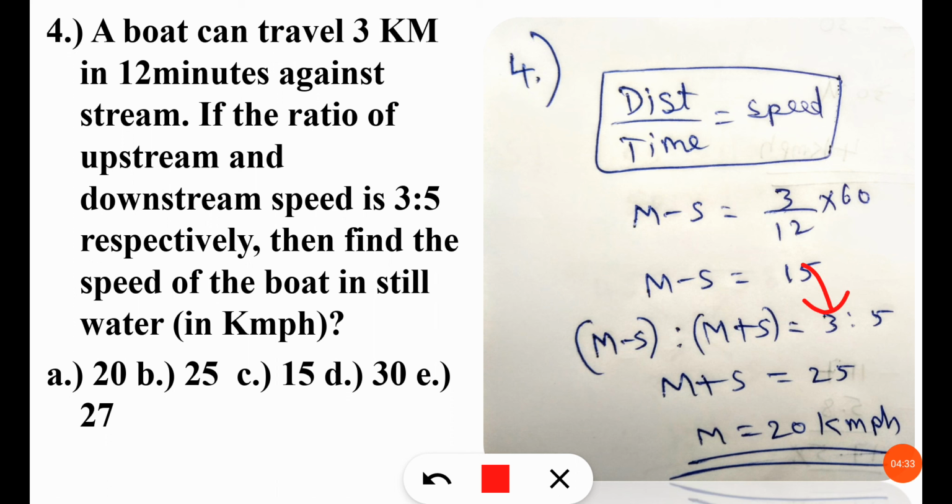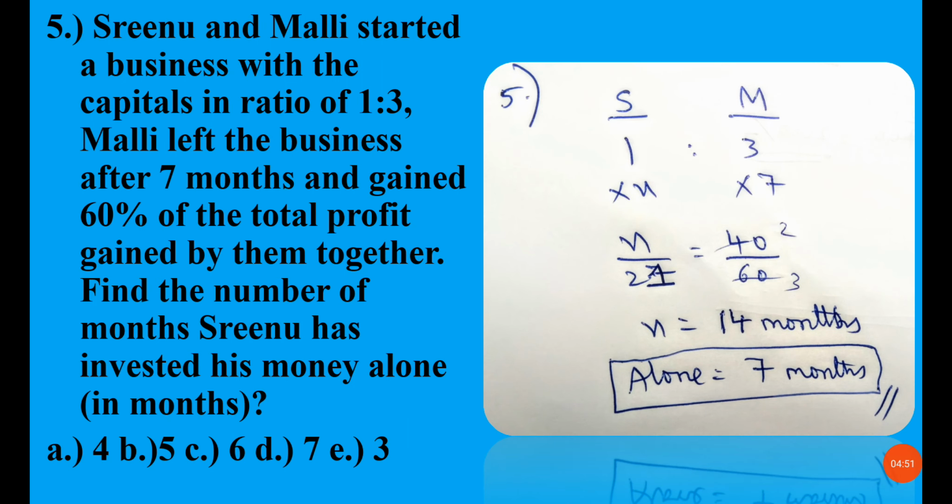Then how much of kmph becomes 5 parts? So obviously it is 25. So downstream speed is equal to 25 kmph. With these two expressions, we get m value 20 kmph. That is the speed of the boat in still water. Option A.